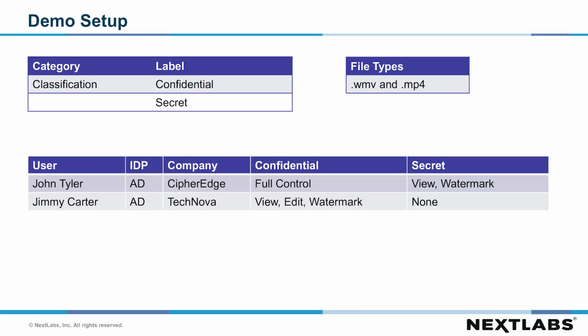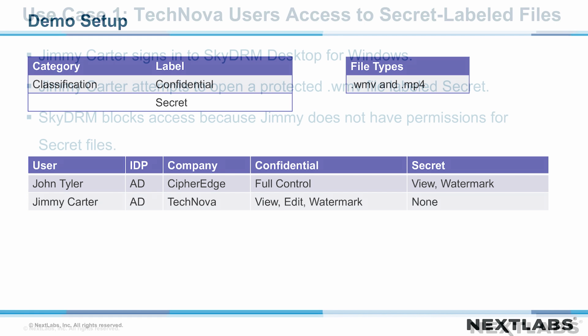In this demo, we set the classification category with confidential and secret labels. We configure the following policies for this demo. John Tyler from CipherEdge has full control on confidential data. John Tyler from CipherEdge has view and watermark permissions on secret data. Jimmy Carter from TechNova has view, edit, and watermark permissions on confidential data. Jimmy Carter from TechNova has no access to secret data. We will use native video file types, .wmv and .mp4, in the demo.